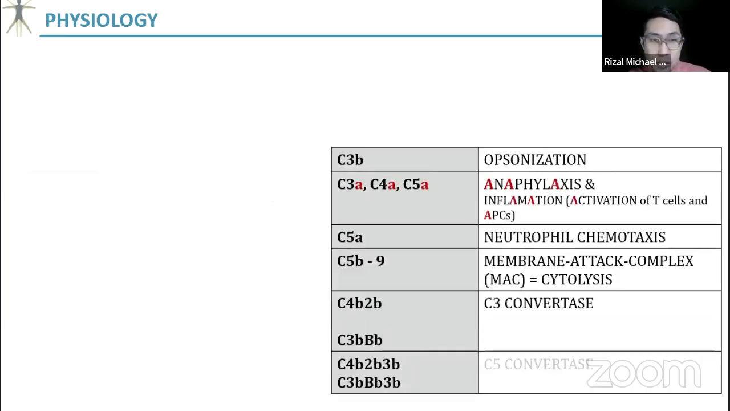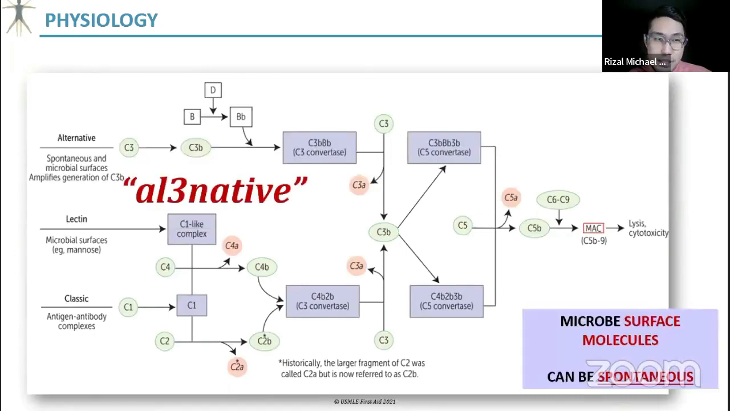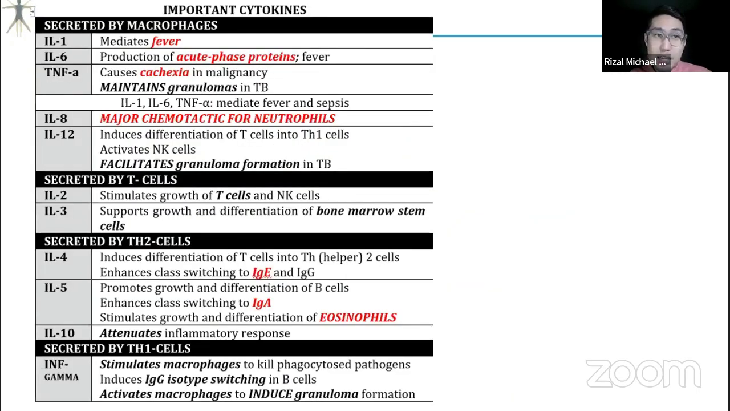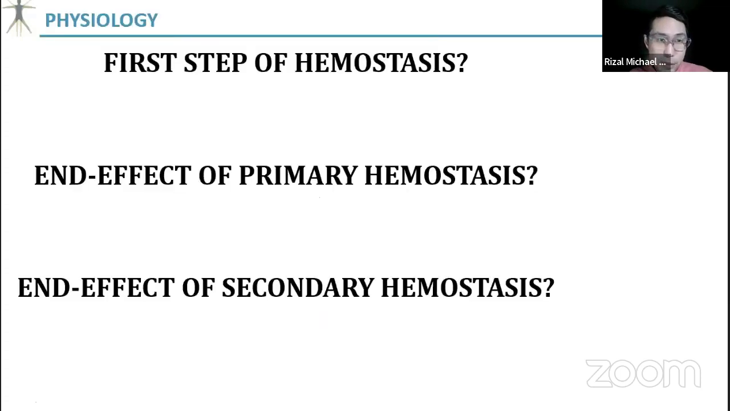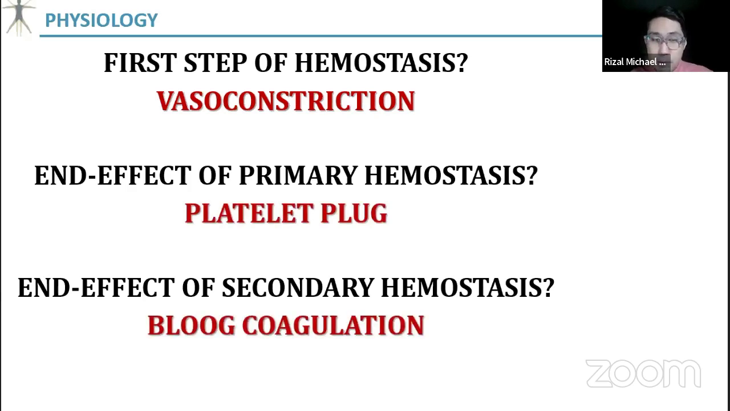Okay, for this one, I'll discuss this in the Quizmaster later. Okay, itong mga complement kasi andito naman siya. Okay, and then as well as this one, the cytokines as well. So first step of hemostasis is your vasoconstriction. Favorite question for some reason is the first step of hemostasis. It's vasoconstriction. And the effect of primary hemostasis is platelet plug. And the effect of secondary hemostasis is blood coagulation.